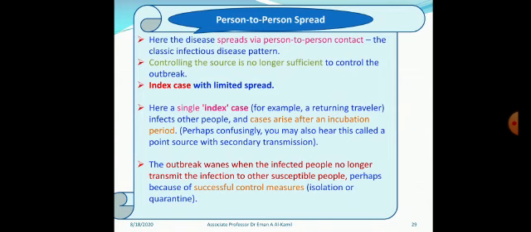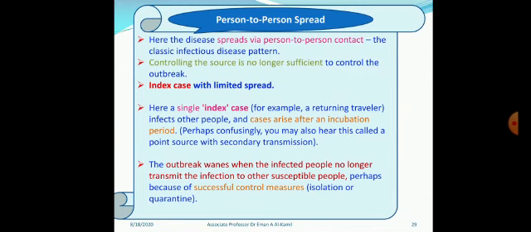Then person-to-person spread, or the propagated epidemic. Here the disease spreads via person-to-person contact, the classic infectious disease pattern, as is the case now with COVID-19. The infection is spread from one person to another. That's why it is propagated from an infected individual to a susceptible individual. And this will continue in the community until all susceptible people get the infection, then the epidemic will stop. So this is one cause of the propagation of COVID-19. It is transmitted from one person to another, and it is propagated in the community until all susceptible people get the infection or are immunized, then it will stop.